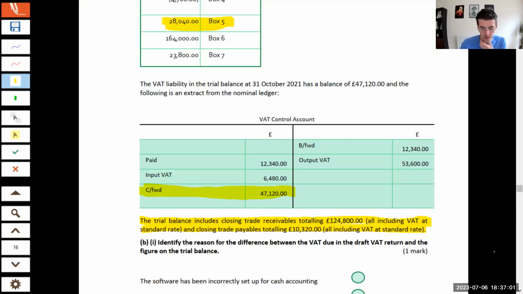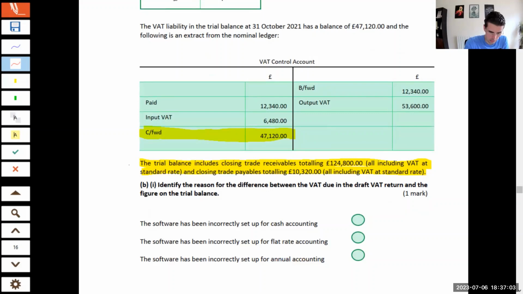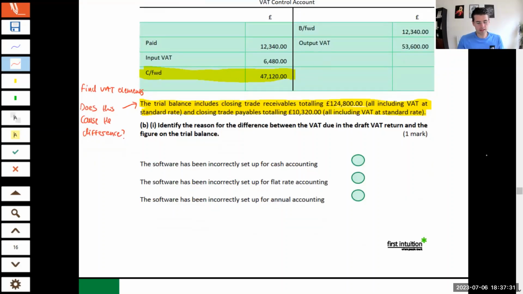So what I would start by doing is saying, okay, let's look at these figures. I'm going to find the VAT element and ask myself, does this cause the difference? So I want to find those elements and find the difference. And then again, because this is a tricky question, I need to look at the different schemes as well and make sure I know what I'm doing here.